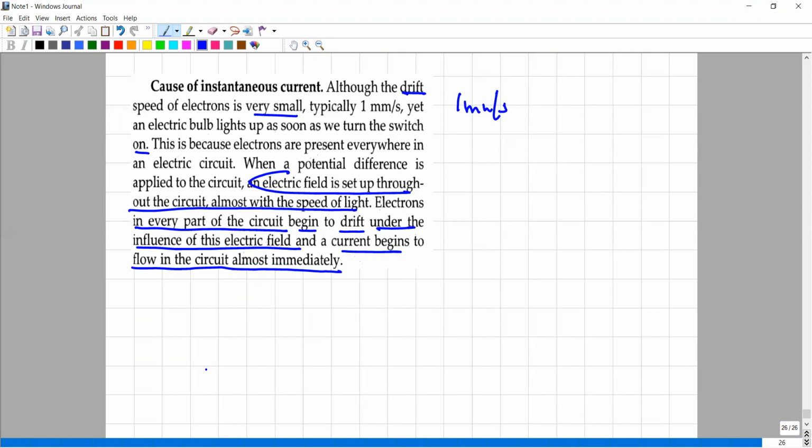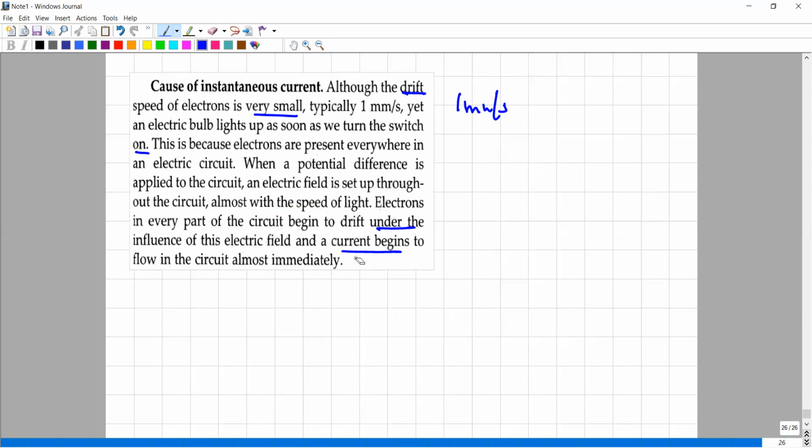Circuit means your switch, your wire within the walls of your house, the wire going through the lights, bulbs and fans. Throughout the conducting path, electrons are there. When you switch on, the electric field is set up quickly, and due to that, the electrons start moving. All of them start moving, and because all of them start moving, current begins to flow instantly.